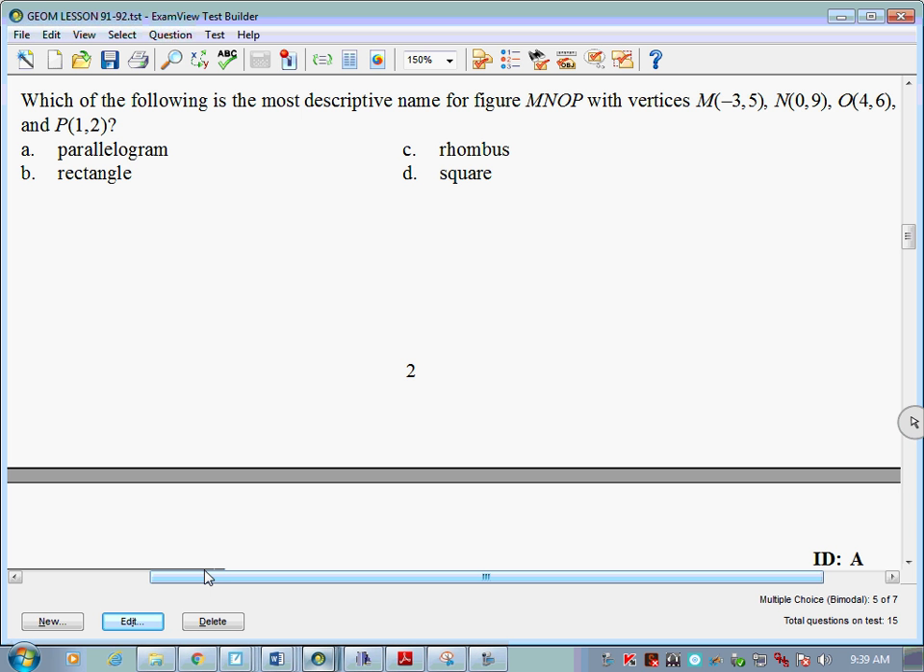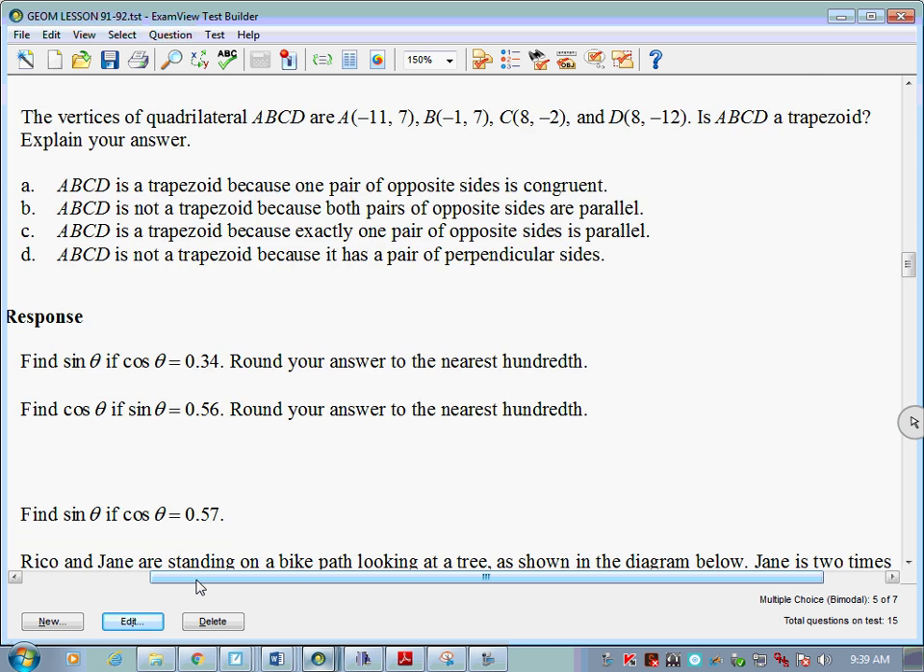Okay, that is a square, for all the same reasons that we found in question number 5. And question number 11. I don't even have enough graph to look at this. It says, is ABC a trapezoid? Explain your answer. This is a trapezoid because exactly one pair of opposite sides are parallel. You need to know some things about trapezoids. We should see one pair of sides parallel, but the other 2 are not. That's going to be a trapezoid, so our answer there would be C.